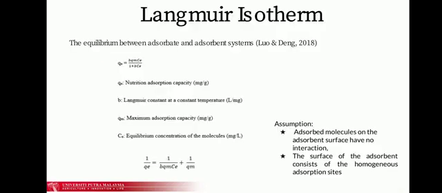Next, I will discuss the Langmuir isotherm, which is used to describe the equilibrium between the adsorbate and adsorbent system. Below is the equation, and the assumption of this model is that adsorbed molecules on the adsorbent surface have no interaction. In this project, raw data of the amount of contaminant removed by adsorbent at different doses were collected, then plotted as a graph using the linear equation to find the constants KL and Qmax.